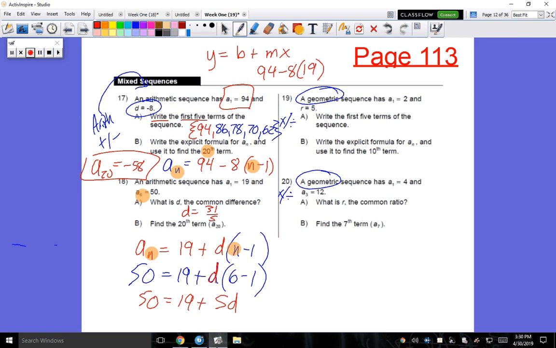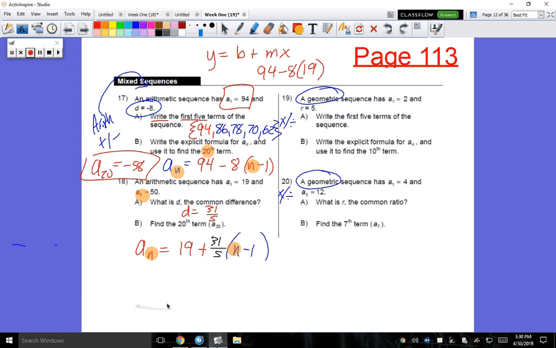And now, the reason why we found D is so that we can put it right here. It was almost like a general solution, and we made it a particular solution because we found our constant of jump, which is 31 over 5. So now it's a little bit more exact, more descriptive. And now if I wanted to find the 20th term, all I'm going to do is put that 20 right here and right here. And whatever this is, that's my answer.